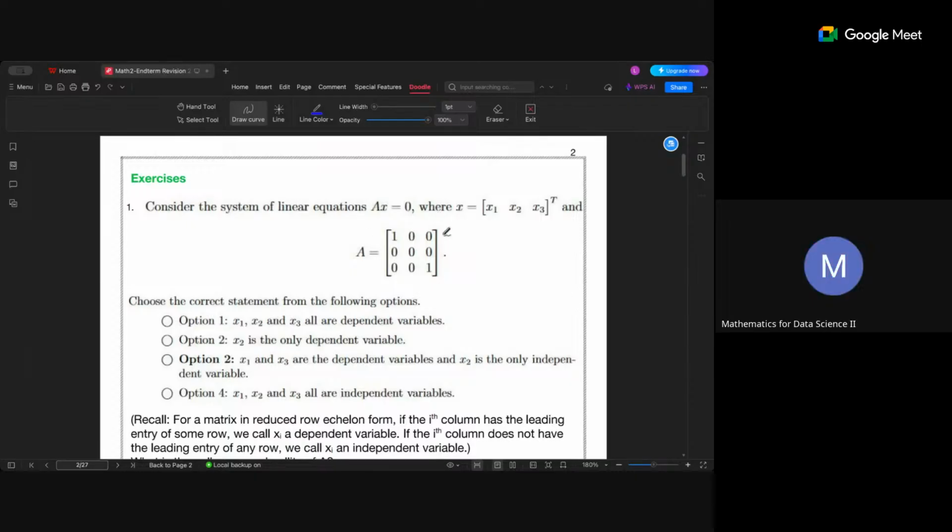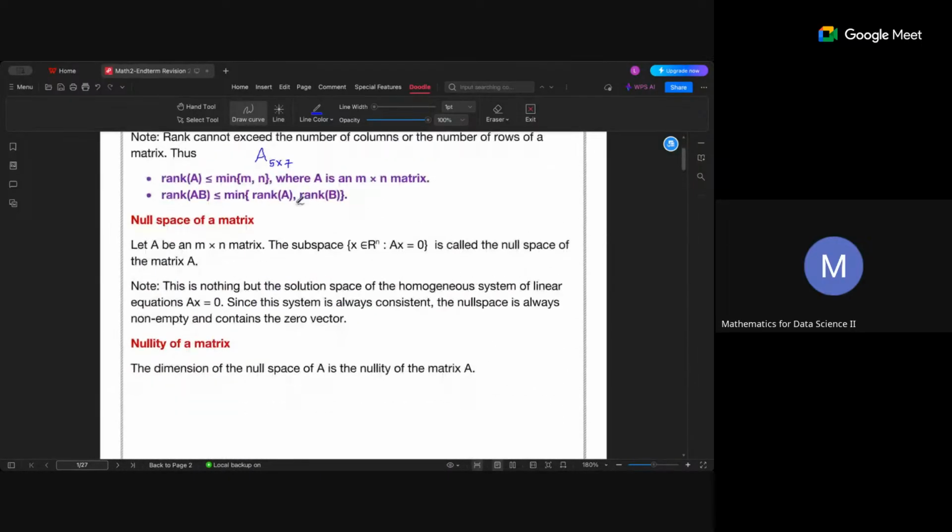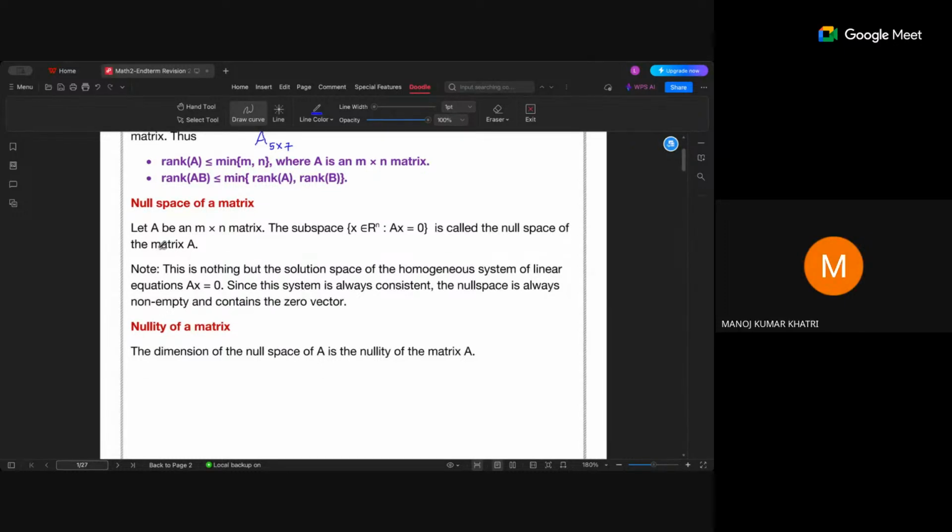So just consider this matrix. For this matrix, what are the dependent variables first of all? Do you remember? Am I skipping something? Just one definition is there. Let me go with the flow so that I will answer your question as well. Okay, fine.